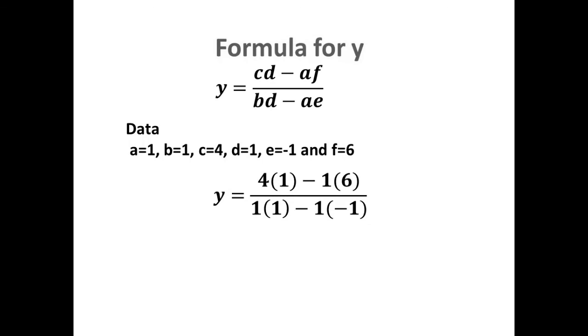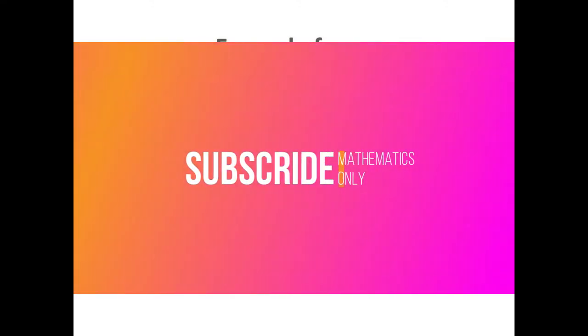The value of c, which is 4, you put 4 there. The value of d, which is 1, you put 1, minus 1 times 6. So when you multiply 4 times 1, that is 4, minus 1 times 6, that is 6. So you have 4 minus 6 divided by 1 times 1, which is 1, minus 1 times -1, which is -1. A negative times a negative gives a positive answer. So you have y is equal to -2 divided by 2, and when you divide, you find the value of y.